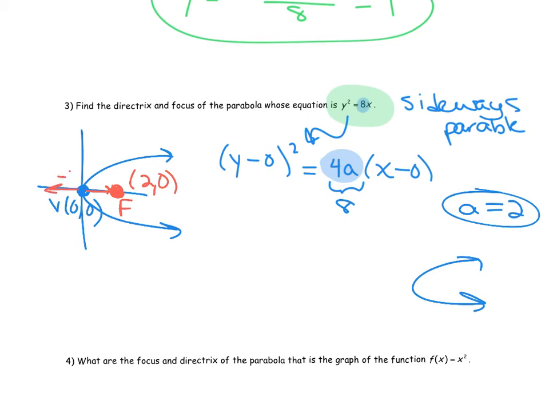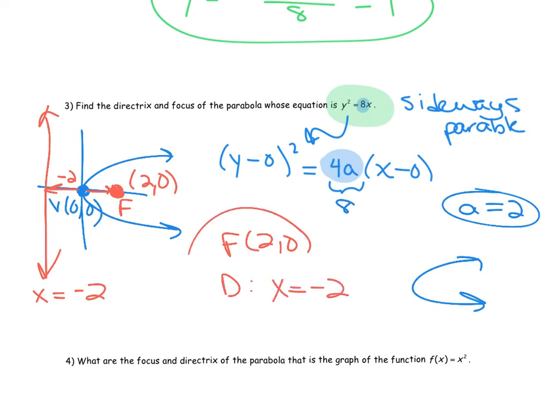So we're going left 2 units. Draw in my directrix, and that's at x equals -2. So I actually just found everything that I needed. My focus is at 2, 0, and my directrix is at x equals -2. And that's everything this question asks for. All right, well, that's cool.